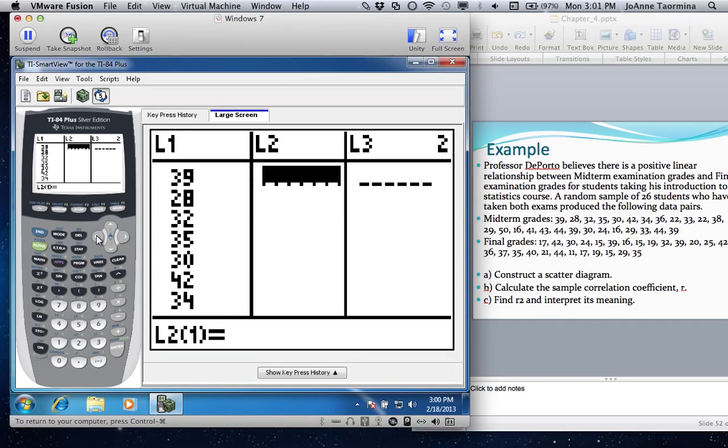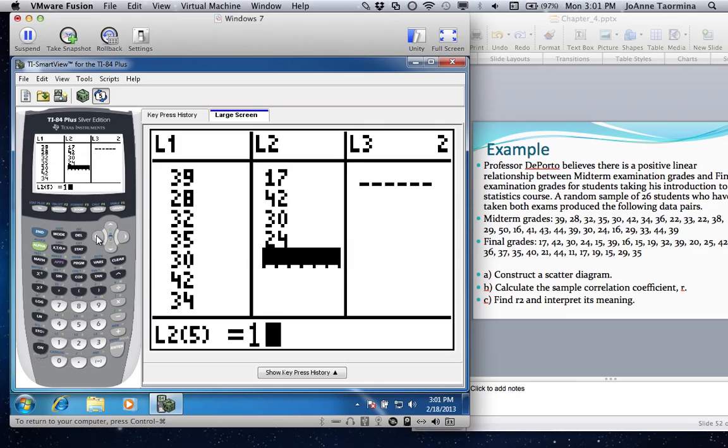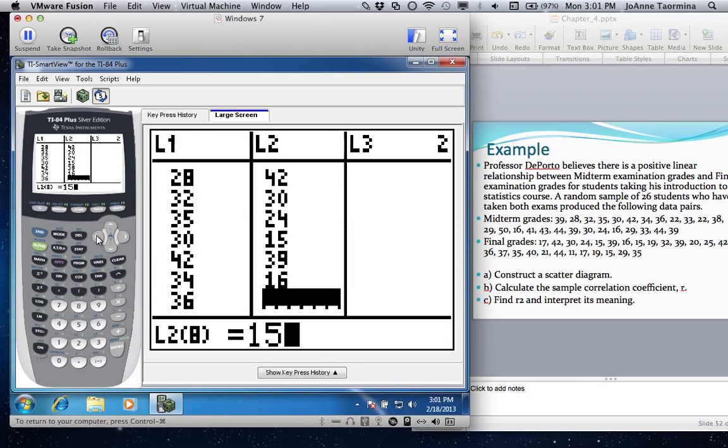And now the final grades in L2. 17, 42, 30, 24, 15, 39, 16, 15, 19, 32, 39, 20, 25, 42, 36, 37, 35, 40, 21, 44, 11, 17, 19, 15, 29, 35.